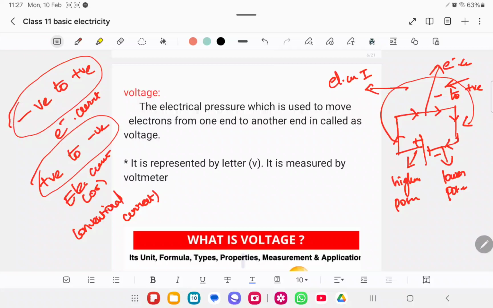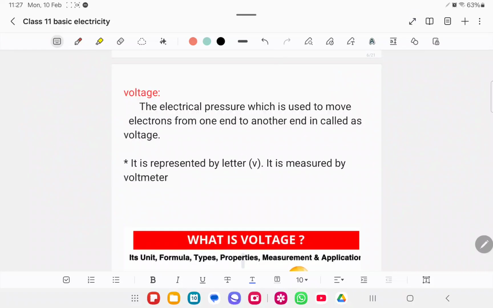Why did I tell you this now? Because voltage is nothing but the moving of electrons from one end to another end. It is also represented by the letter V, and it is measured by a voltmeter.